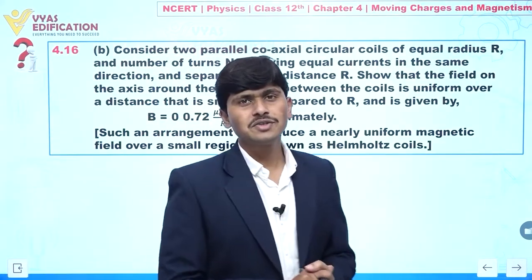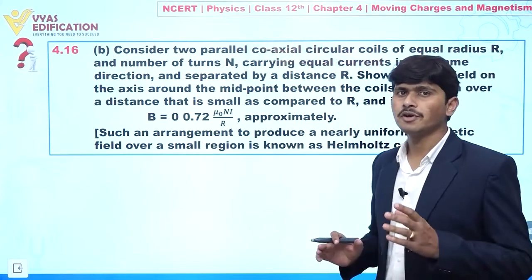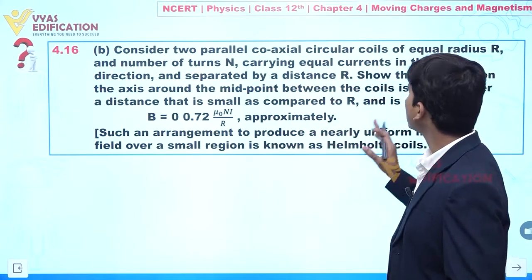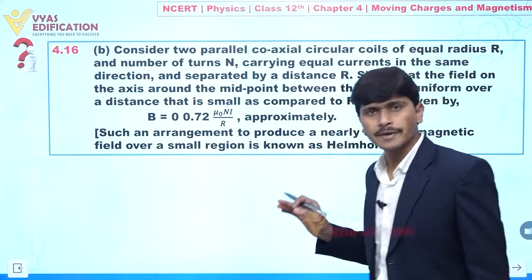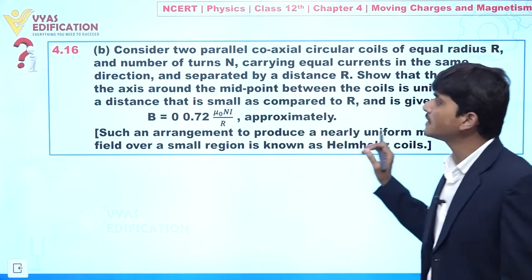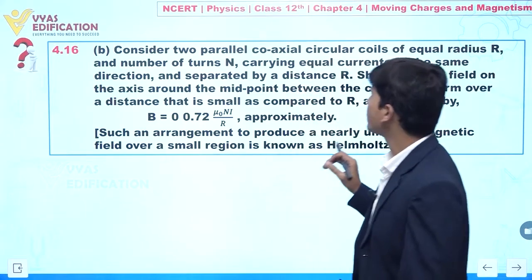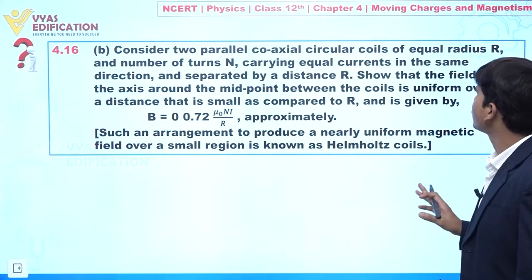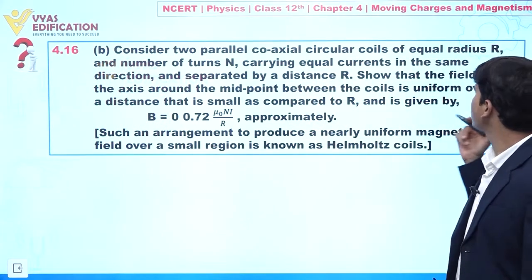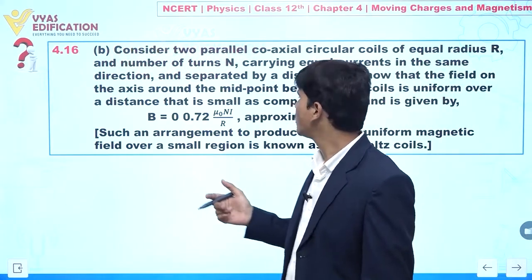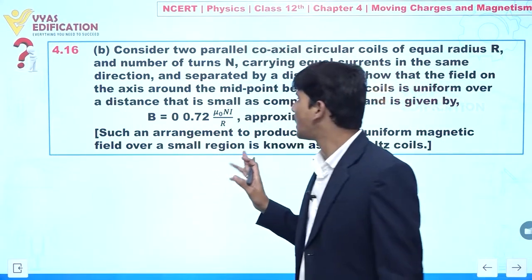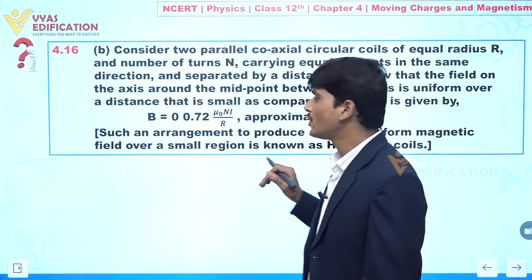Now dear student, we are going to solve part B of question number 4.16. In this question it is given that we have two parallel coaxial circular coils of equal radius R, number of turns N, carrying equal current in the same direction, very important, and separated by a distance R. We have to show that the field around the midpoint between the coils is uniform over a distance that is small as compared to R, and this is given by 0.72 mu naught N I upon R. So now we are going to solve this question.